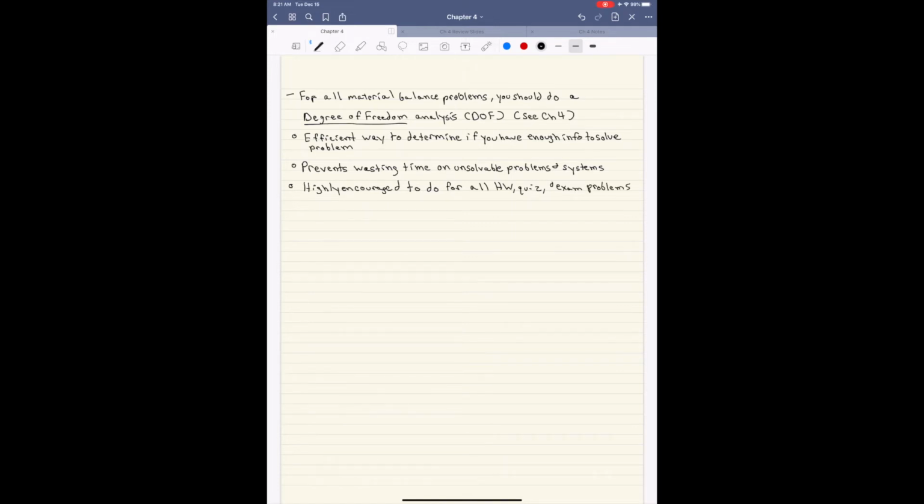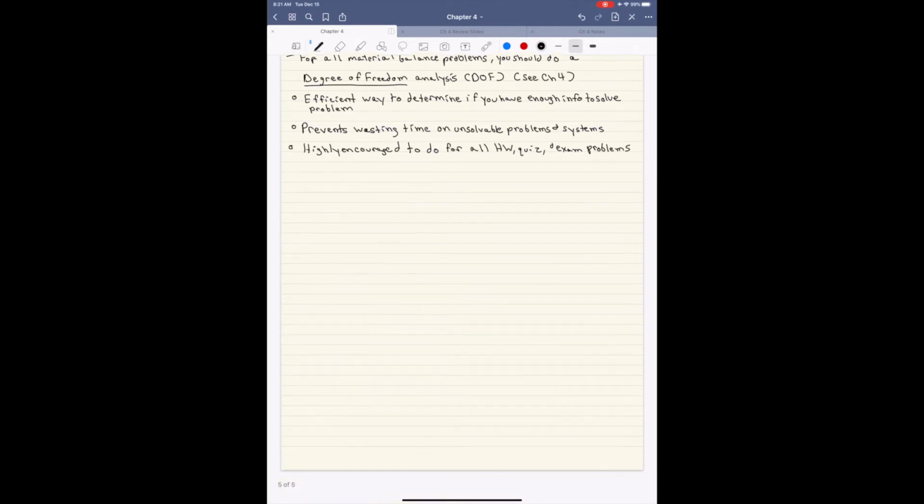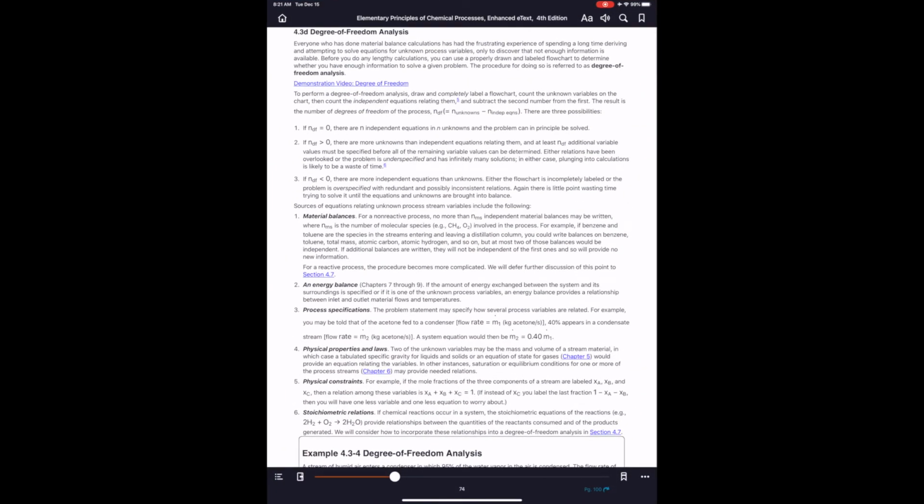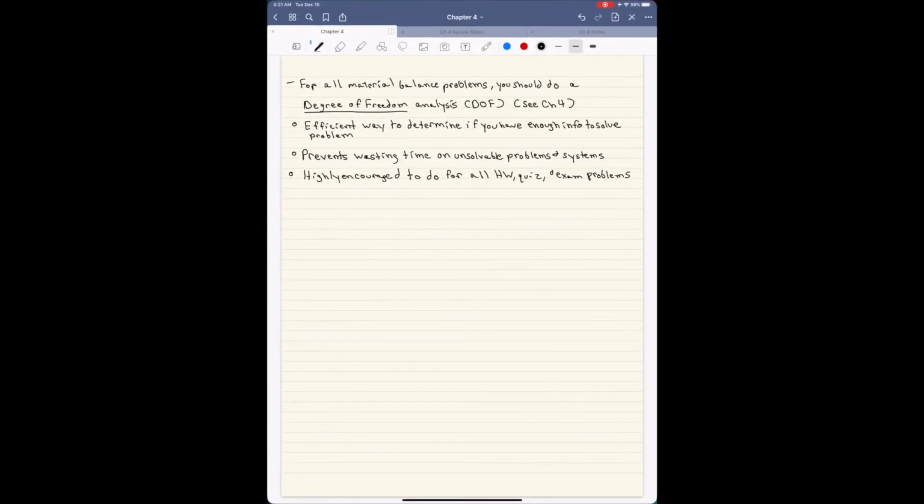Okay. All right, and so if we take a quick look at the textbook, you can see that chapter 4.3 of the textbook, they go over in detail about what the degree of freedom analysis is, and then how to actually apply it. Right? And so depending on the type of material balance that you're going to use, the steps are going to change slightly a bit for the degree of freedom analysis. But basically, I first just want to introduce you to how you do it for a molecular species balance, which is what we're going to use to solve our distillation problem.